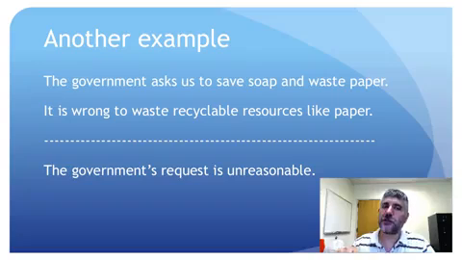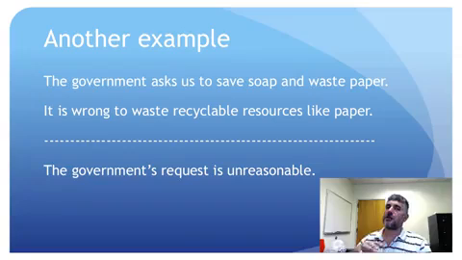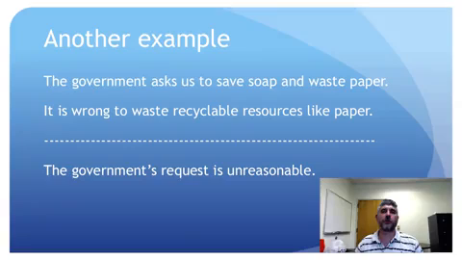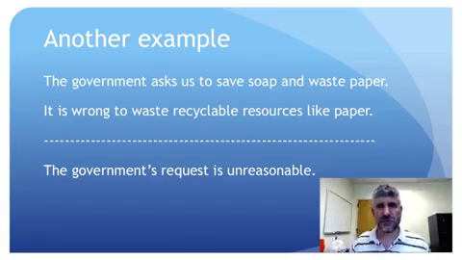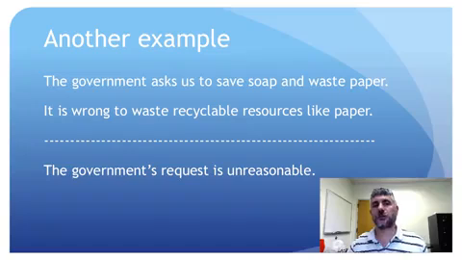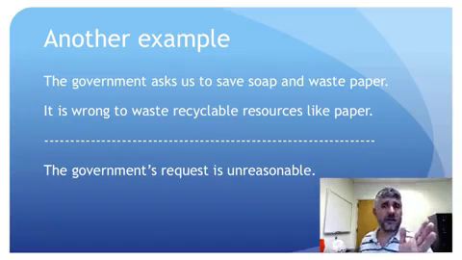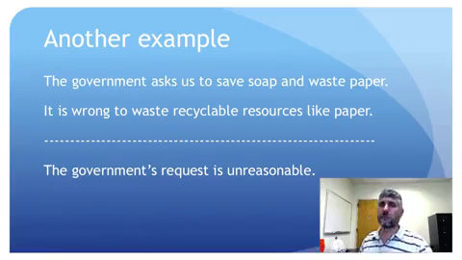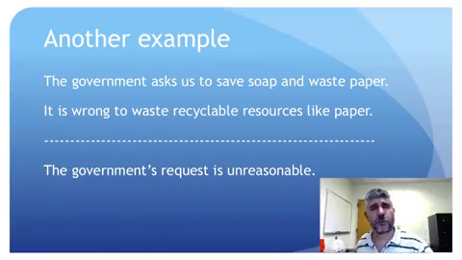But that interpretation of premise one, according to which the government is asking us to do a couple of different things, like saving soap and wasting paper, that's not the most likely interpretation of that premise. The most likely interpretation of that premise is an interpretation according to which it's saying that the government is asking us to do one thing, to save, but it's asking us to save a couple different things, soap and waste paper. And then, from the fact that the government is asking us to save waste paper, and that it's wrong to waste recyclable resources like paper, well, it doesn't follow at all that the government's request is unreasonable.